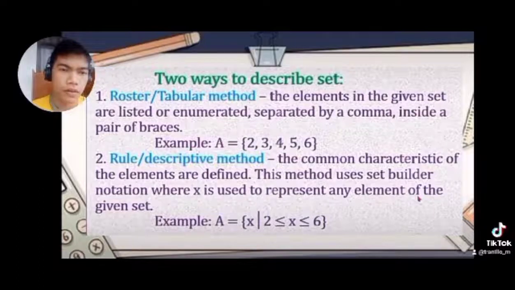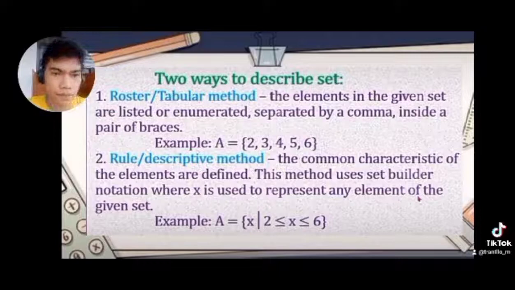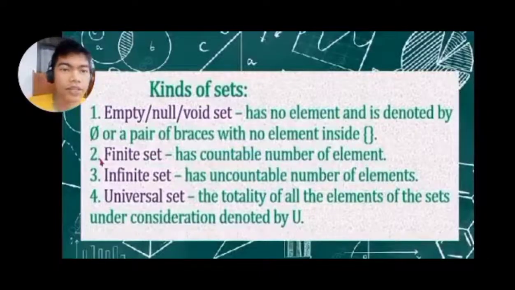Greater than or equal to 2 but less than or equal to 6. So it means magsisimula ka sa 2 hanggang 6 lang. So 2, 3, 4, 5, and 6. Pwede po yan. So next is the kinds of sets.